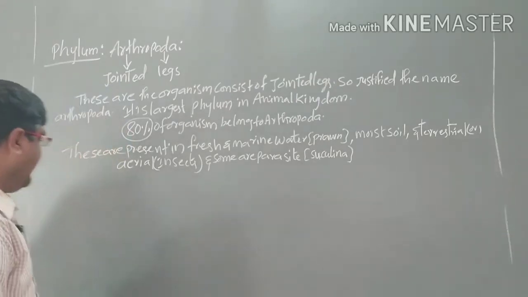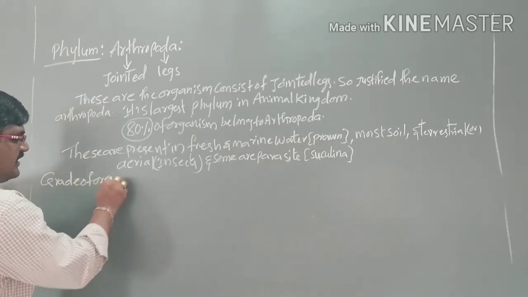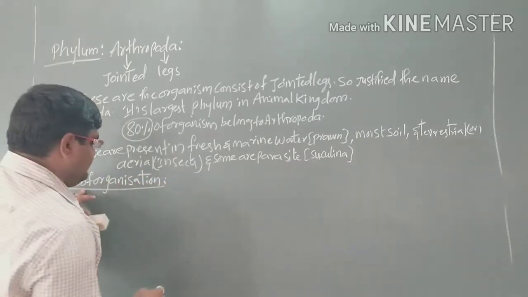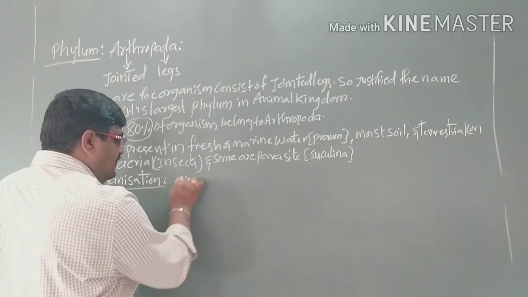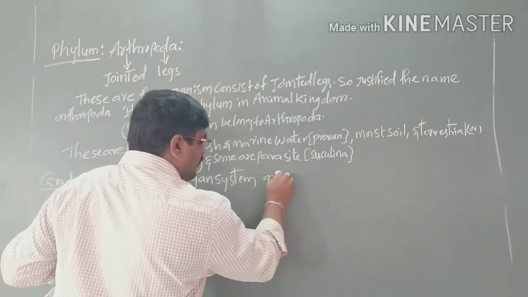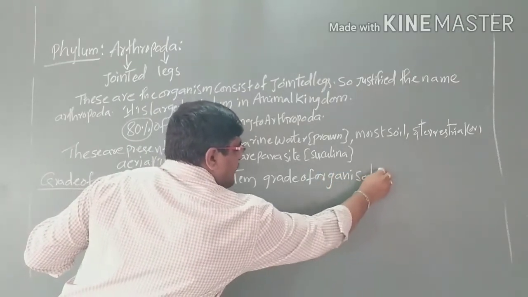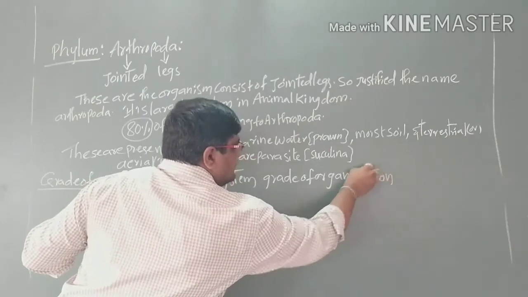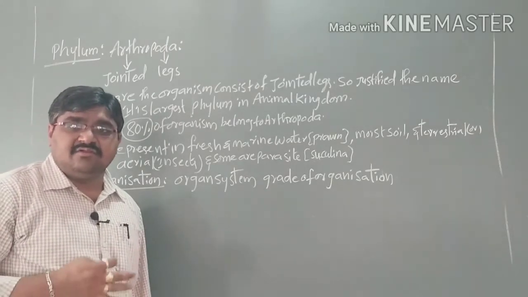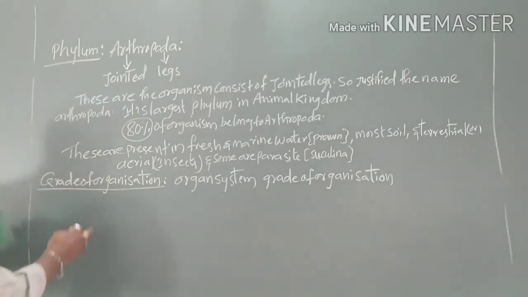Next, coming to the grade of organization. Which type of grade of organization takes place here? It is the organ system grade of organization, where organs and organ systems perform all vital activities in an organism. So we can call it an organ system grade of organization.